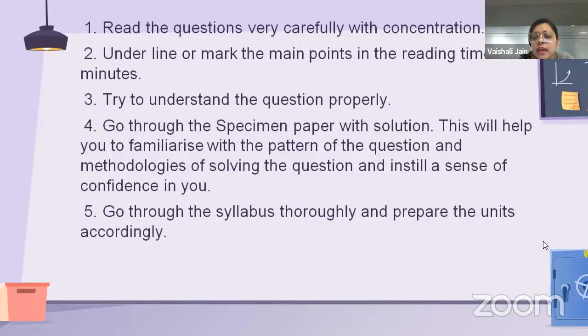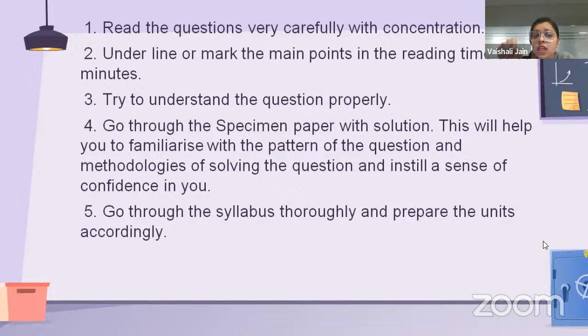So this is one point I would like to really highlight: please tell your students to very judiciously use their 10 minutes of reading. Whatever important keywords they find, they can underline those keywords in the question paper at that time. Try to understand the question properly.